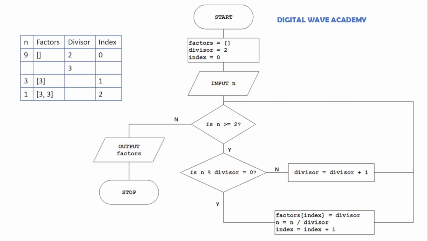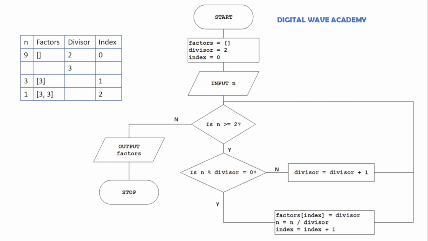Next, we get the number and assign it to the variable n. And we have a decision to make. If n is greater than or equal to 2, then we are going to take the yes route. But if n is not greater than or equal to 2, we are going to take the no route. And the no route is to simply output whatever factors that we have evaluated and stop the program.